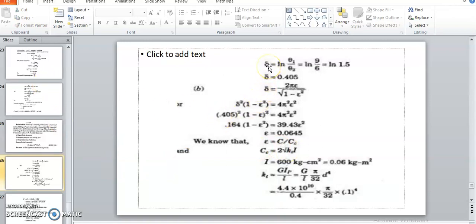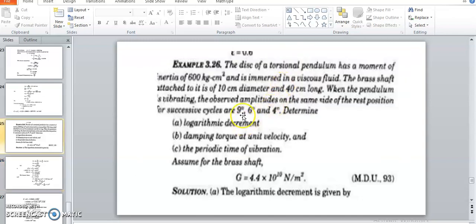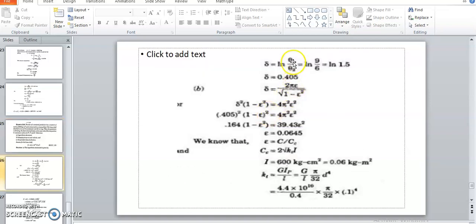So delta is equal to, now in torsional vibration, delta becomes ln of theta 1 by theta 2. X is replaced now by theta. So theta 1 and theta 2 values are given to you: theta 1 is 9, theta 2 is 6, theta 3 is 4. So theta 1 by theta 2 is 9 by 6, ln of 1.5 gives delta, so we can know this delta value. Put the delta value here in 2 pi zeta upon square root of 1 minus zeta square. Now find the zeta value. Put delta here, the unknown is only zeta. Simplifying it, we will get the zeta value.